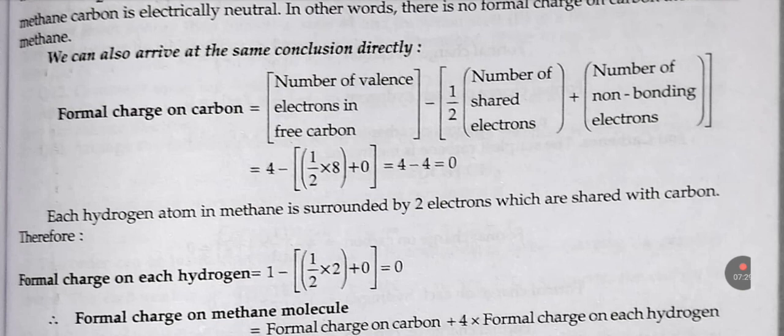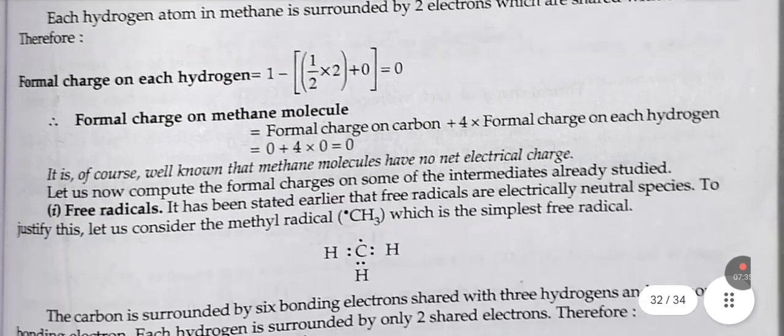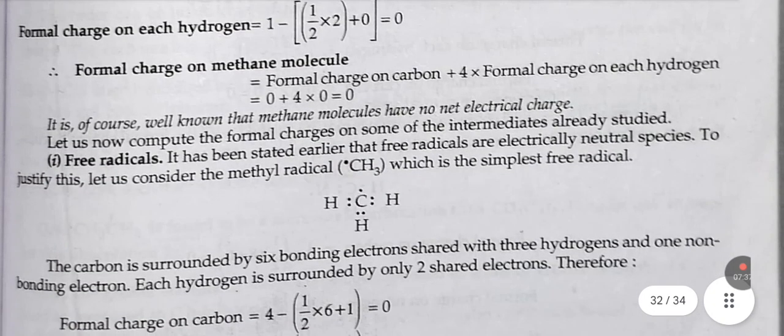Each hydrogen atom in methane is surrounded by 2 electrons which are shared with carbon. Therefore, the formal charge on each hydrogen is equal to 1 minus (1/2 × 2 + 0), which equals 0. Therefore, the formal charge on the methane molecule is the formal charge on carbon plus 4 times the formal charge on each hydrogen, which gives 0 + 4 × 0, equal to 0. It is of course well known that the methane molecule has no electrical charge.